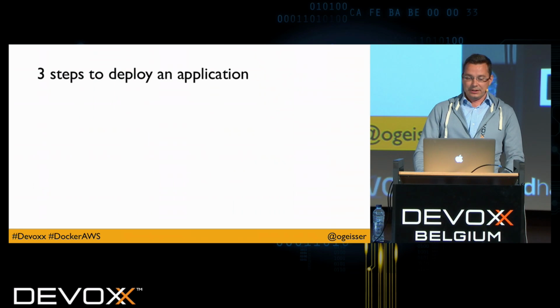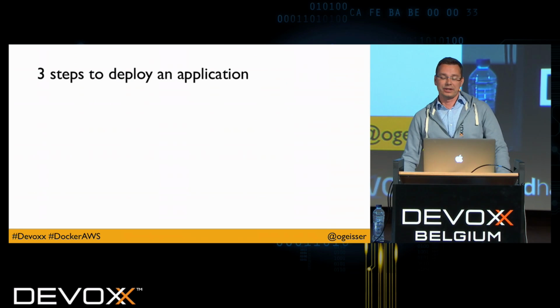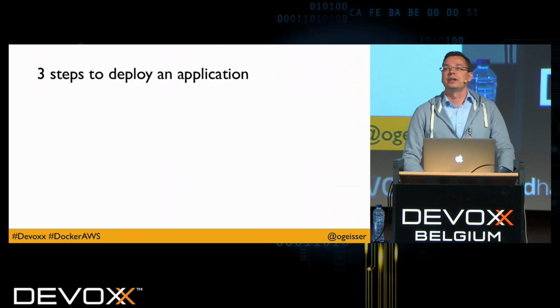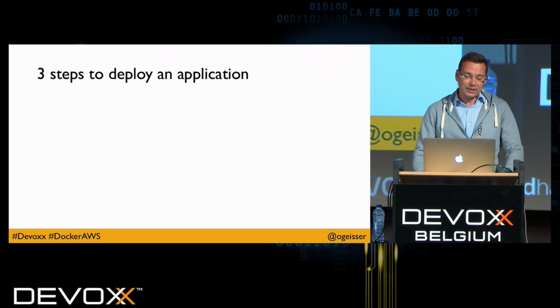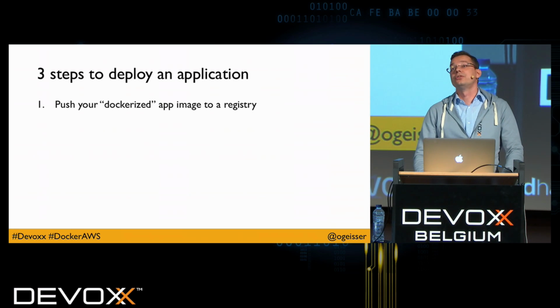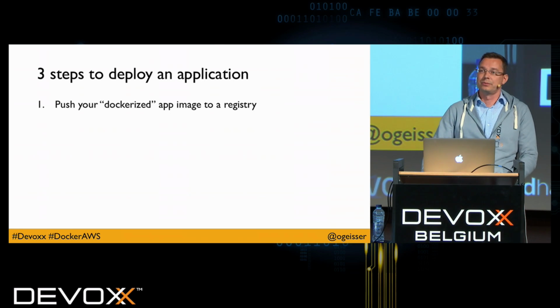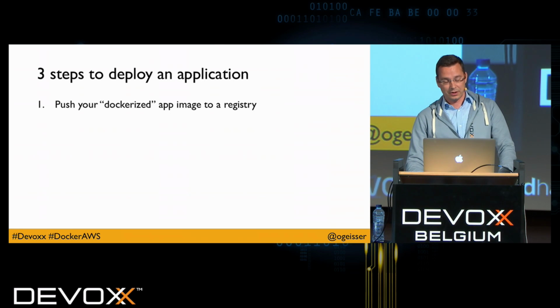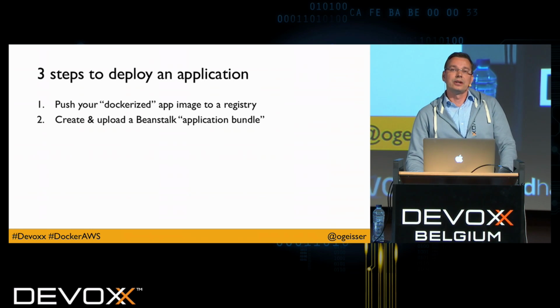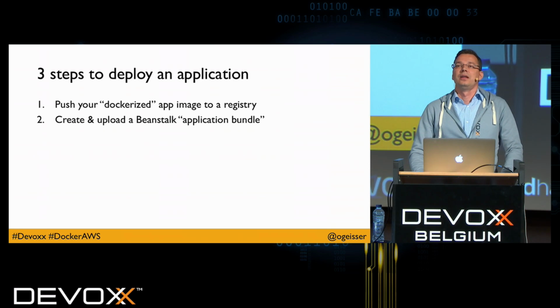So, what to do? Three steps to deploy an application with Elastic Beanstalk and Docker. First thing, you need to have a dockerized application, and you need to push this application into a registry where it is available to get pulled from Beanstalk or from ECS. Then you need to create and upload a so-called Beanstalk application bundle.